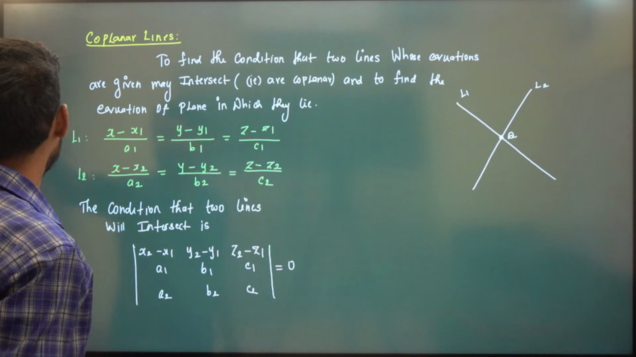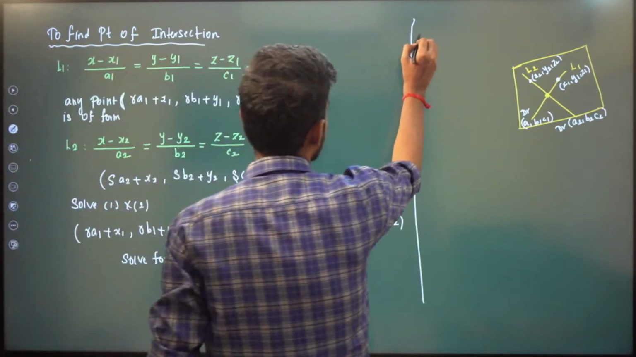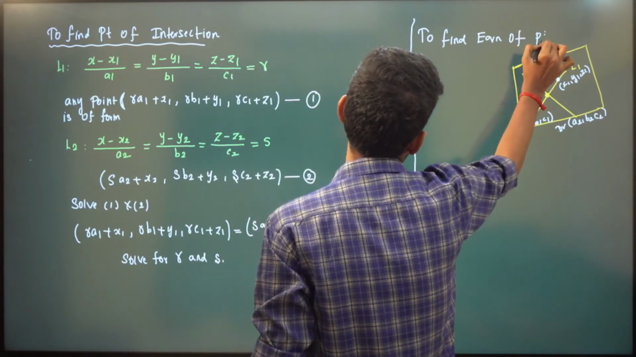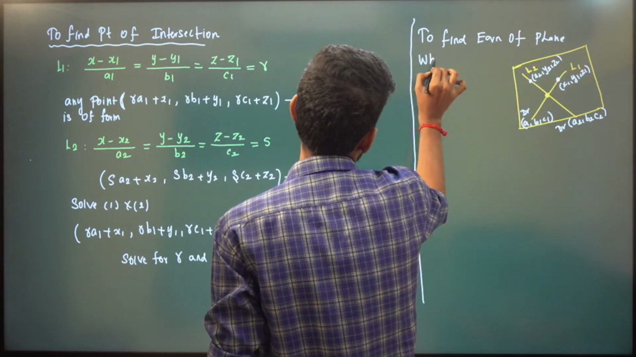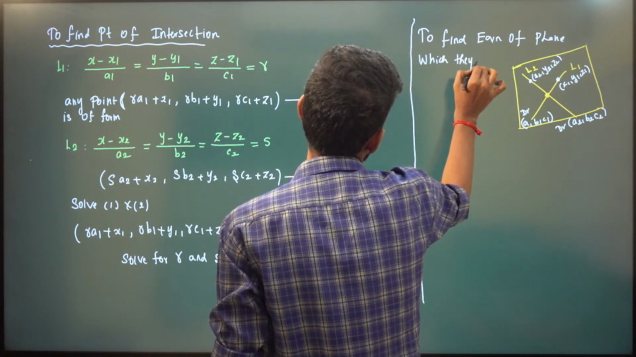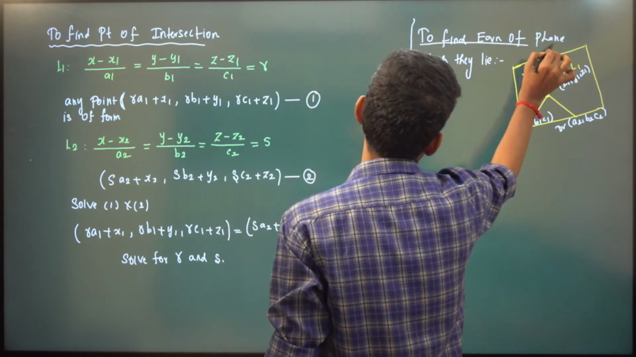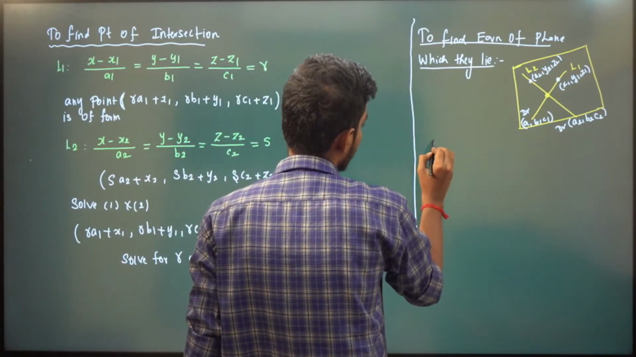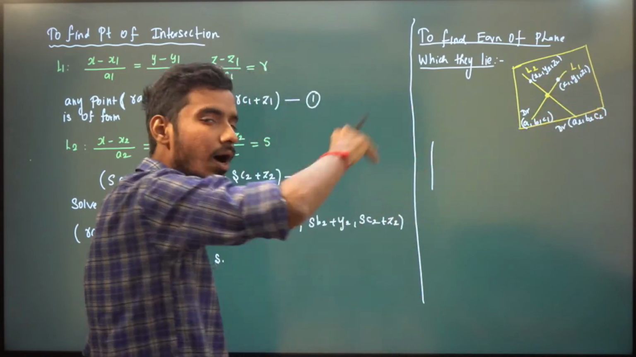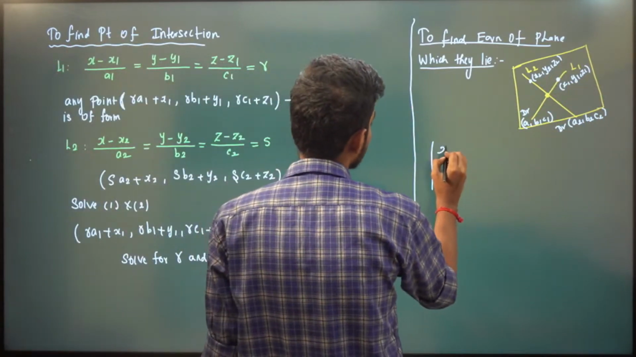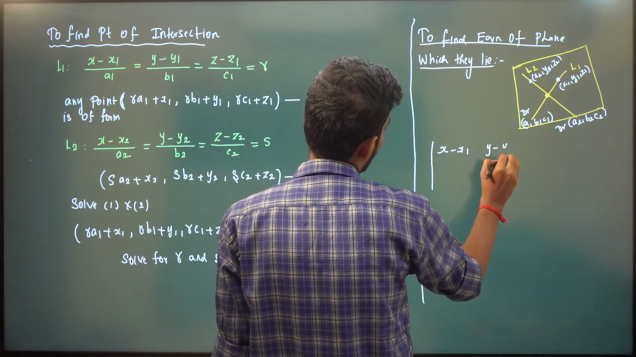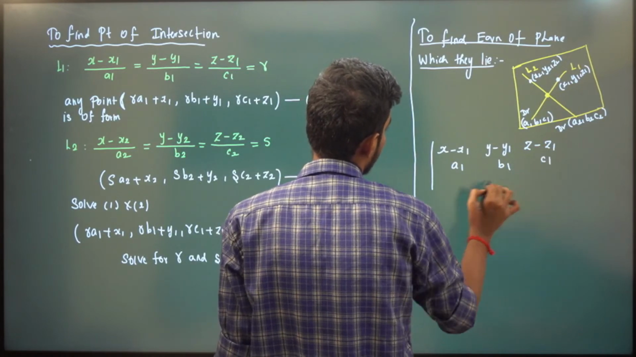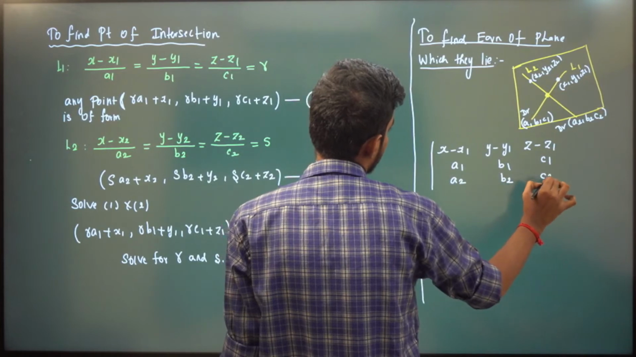To find the equation of the plane in which the two lines lie, the equation of the plane is given by, see, you can take x1 y1 z1 or x2 y2 z2, anything. So I'm taking x1 y1 z1. So x minus x1, y minus y1, z minus z1, the direction ratio of the first line, and the direction ratio of the second line is equal to 0.